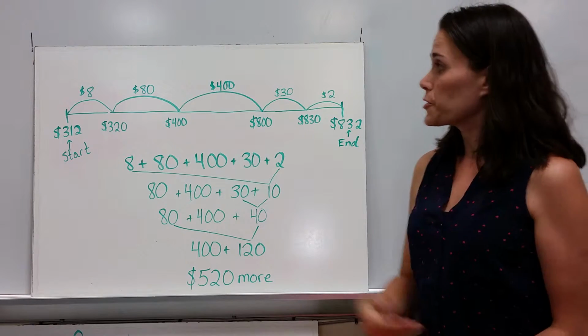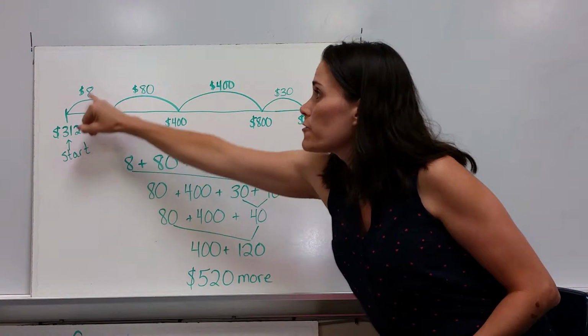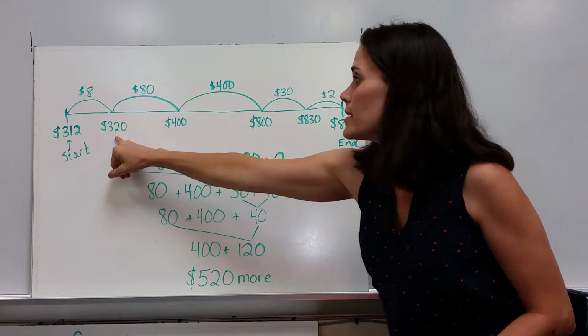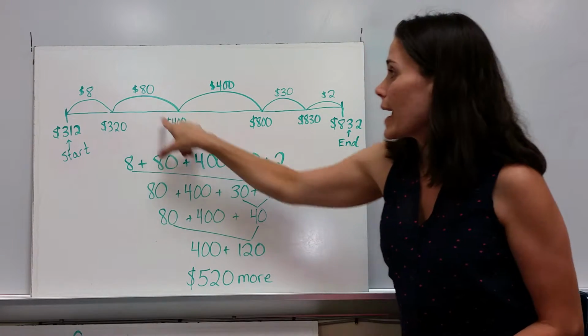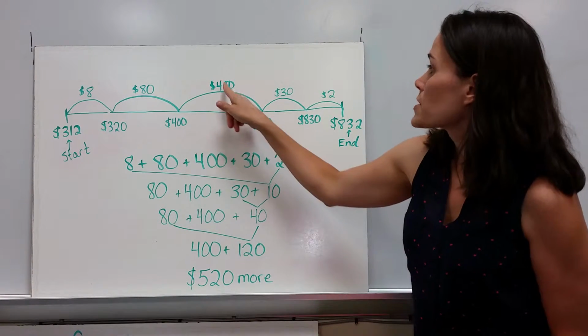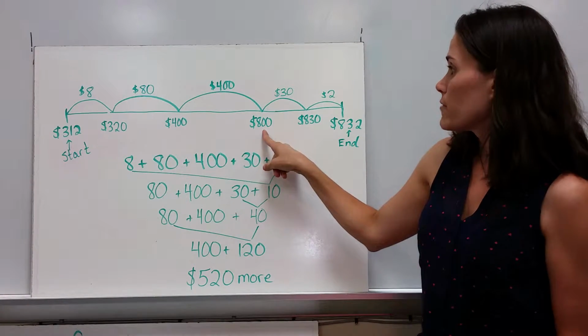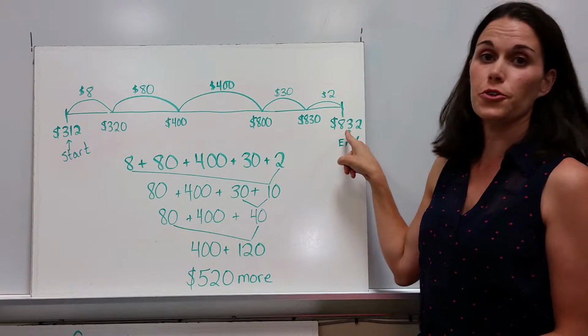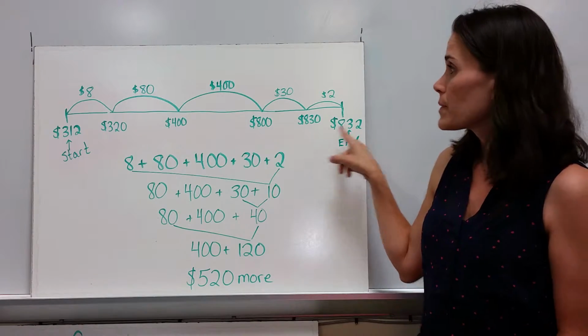So here's one way you could do it. You could say 312 plus 8 gets you to 320. That's nice because you're getting to a nice even 10. And then 320 plus 80 gets you to a nice even 100. And then 400 plus 400 gets you to 800. And if you add 30 more, it gets you to 830. And then 2 more gets you to your goal of 832.